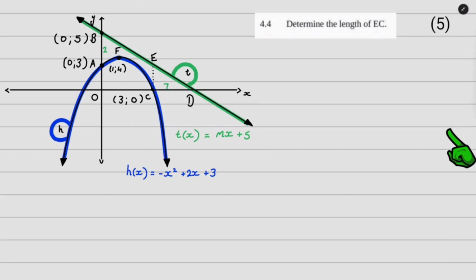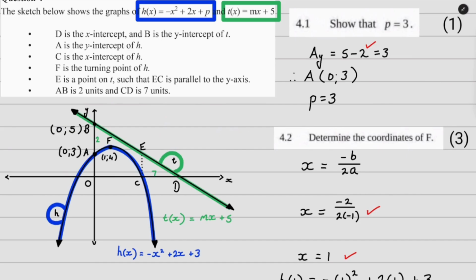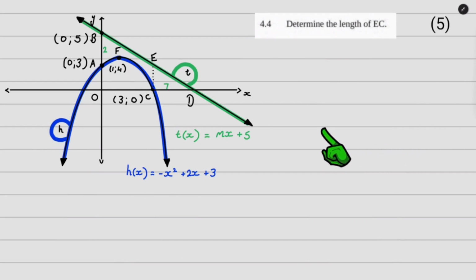And now the last question from question 4 is our challenge round, 5 marks. We need to get the length of EC. EC is a perfectly vertical line, and how I know that is because they said EC is parallel to the y-axis in the original question. So that's a fancy way of saying EC is a perfectly vertical line. So it's very easy to get the length of a vertical line. You just take the y value on top minus the y value at the bottom, but that creates an obstacle.